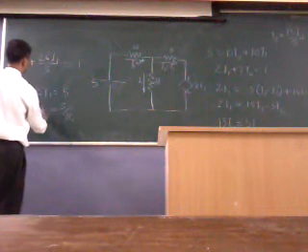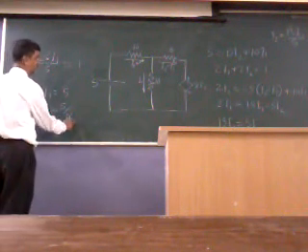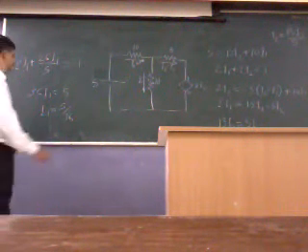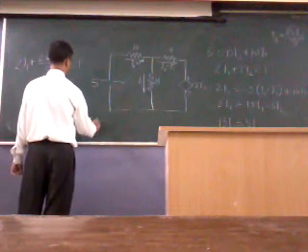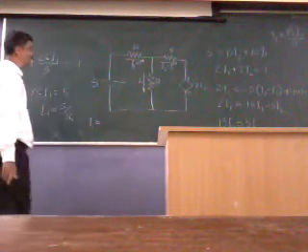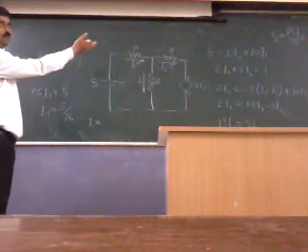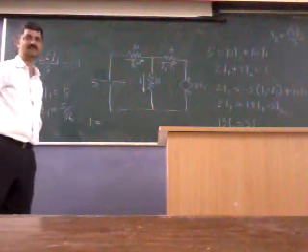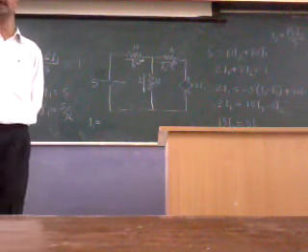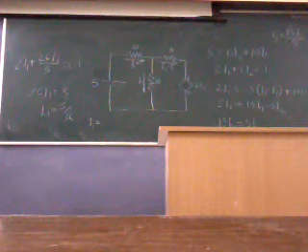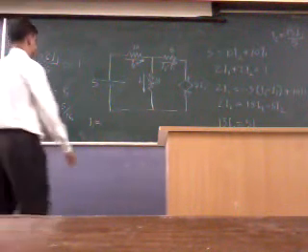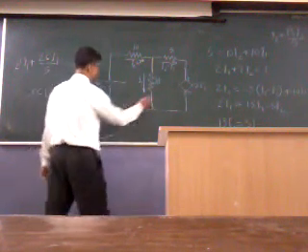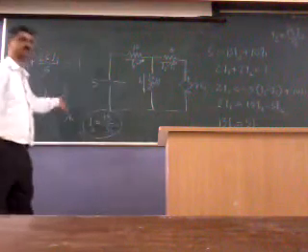What is I2? I2 is 13 by 36. I1 plus I2 equal to half. So it is half minus 5 by 36. That is 18 by 36 minus 5 by 36. So 13 by 36, right? I2 is equal to 13 upon 36. What is this voltage? 10 upon 36.